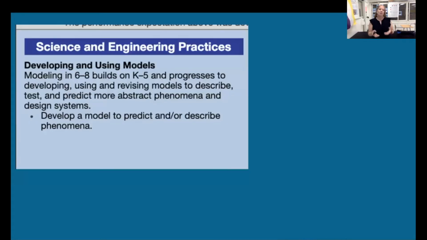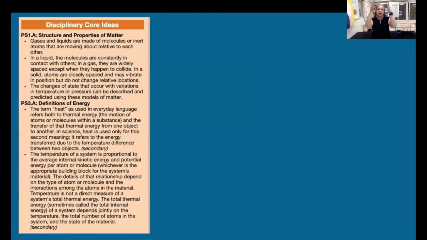They also have the science and engineering practices. This is like the thinking, what the students actually have to do. So in this case, they're developing models. We have the disciplinary core ideas. These are the key knowledge that the students have to know for that standard, that goes into that standard.